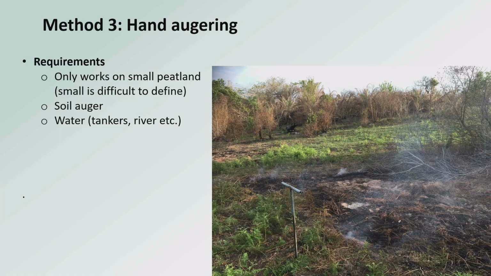The reason small is hard to define is that if you're one person, a peatland like in the picture is doable. But if you're a couple of people with a few augers, you could do a somewhat larger peatland. But it all comes down to time and effort.